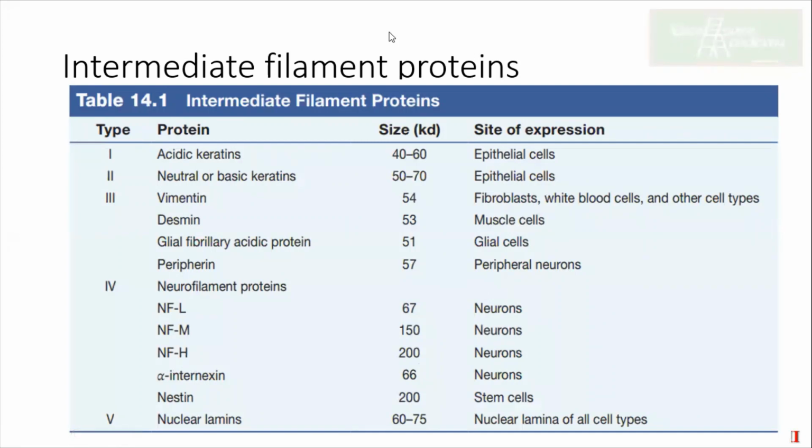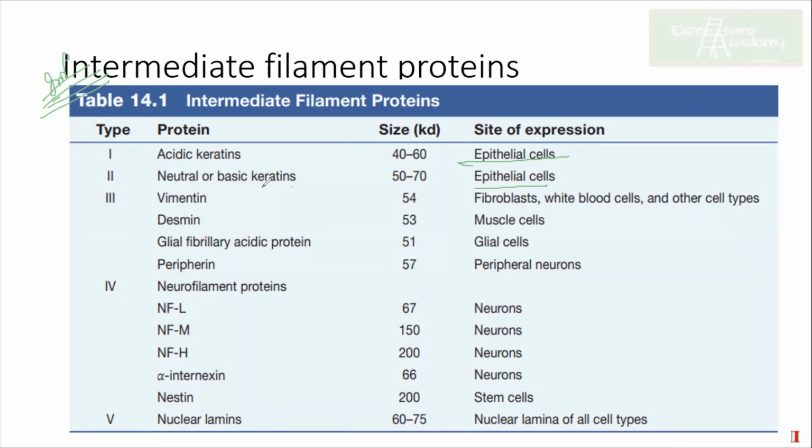And yes, this table you have to remember. This is important. You will have to remember this. So, type 1, type 2, 3, 4, and 5. Type 1 is your acidic keratins. Site of expression is epithelial cells. Neutral or basic keratins, epithelial cells. So the question comes whether the basic keratin comes under type 1 or type 2.